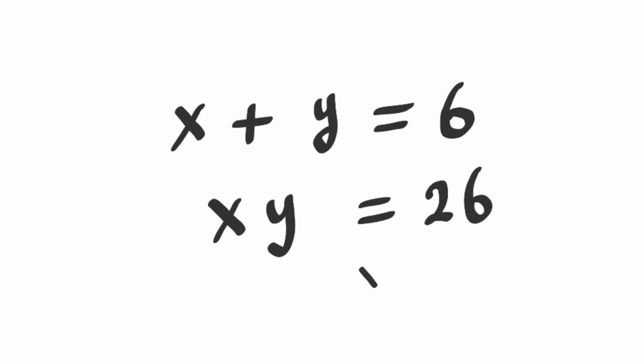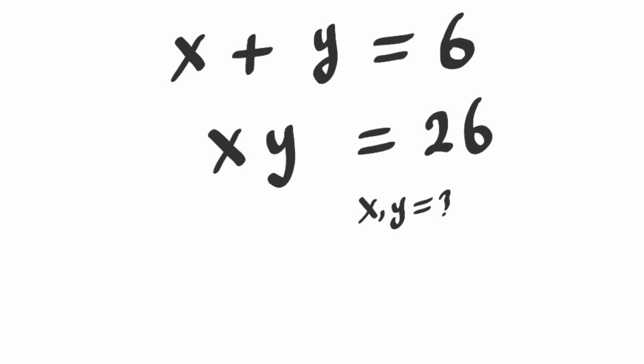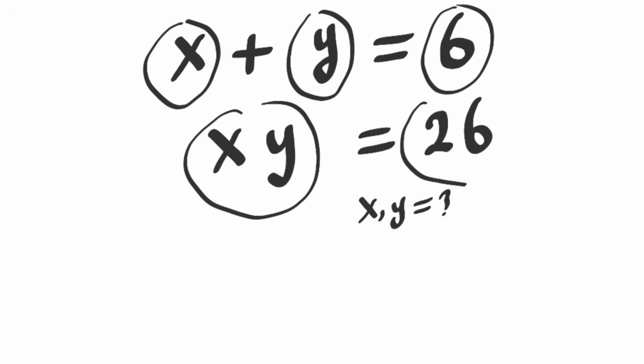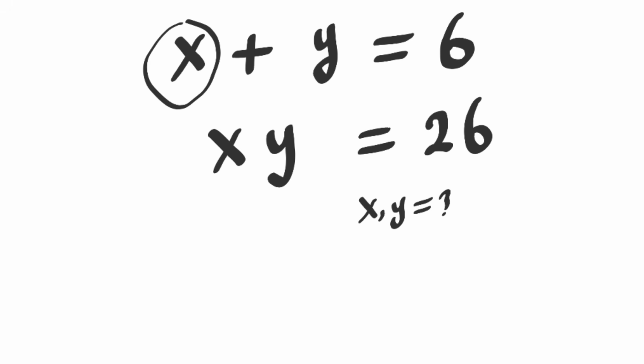Let us solve for x and y given x plus y is equal to 6, xy is equal to 26. Here, x plus y is equal to 6. Let us call this equation 1. xy is equal to 26. Let us call this equation 2.